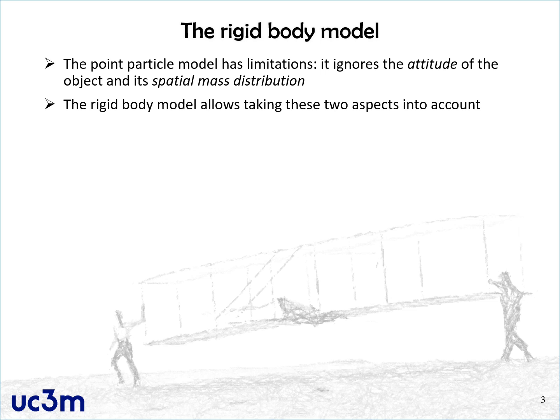Now, in the first part of this course, we introduced the point particle model. We saw that it was a very useful model for many types of problems. Basically, when we didn't care about the attitude or orientation of the object that we were describing or its spatial mass distribution, and we could treat it just as a point. So in those cases, the point particle model is actually quite fine and it works very well. Now, the rigid body model, on the other hand, allows taking into account these two aspects, the attitude and the mass distribution.